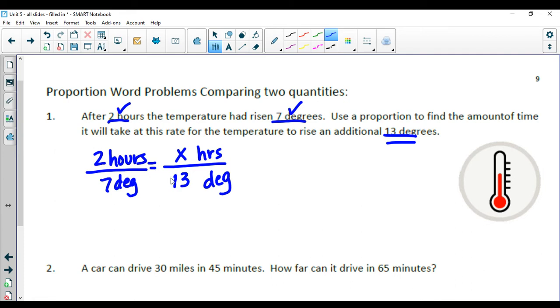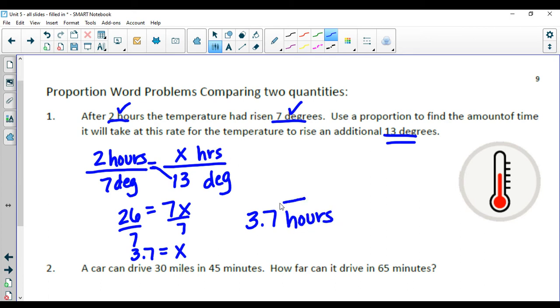When we set this up, then we can use cross products. So 2 times 13 is 26. 7 times x is 7x. Dividing by 7 on both sides, so if I have 26 divided by 7, I get 3.714. We're just going to round to the nearest tenth. So 3.7 equals x. So we can say 3.7, and x's label is hours.